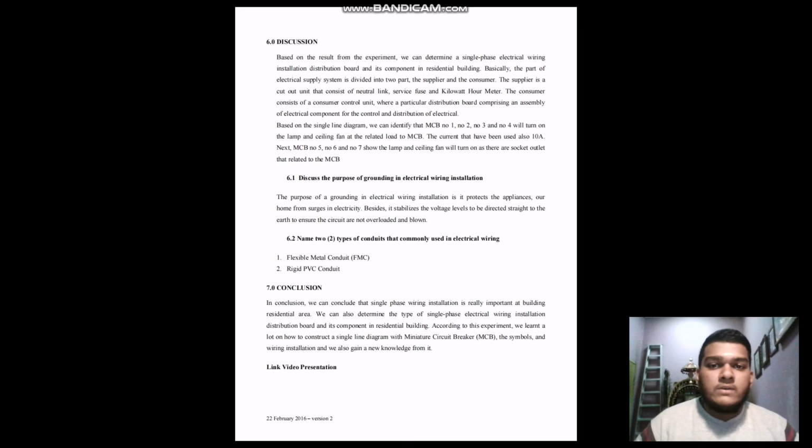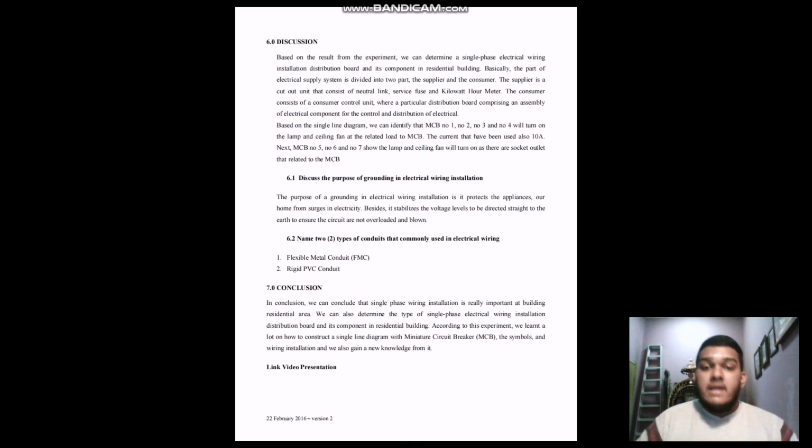Next, we will discuss the purpose of grounding in electrical wiring installation. The purpose of grounding in electrical wiring installation is that it protects the appliances of our home from surges in electricity. Besides, it stabilizes the voltage level by directing it straight to the earth to ensure the circuit is not overloaded or blown.